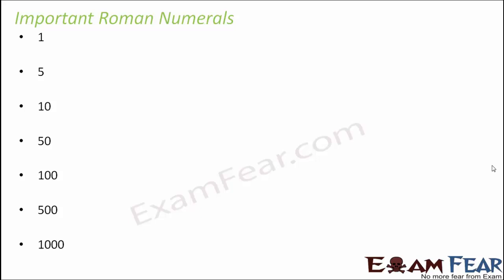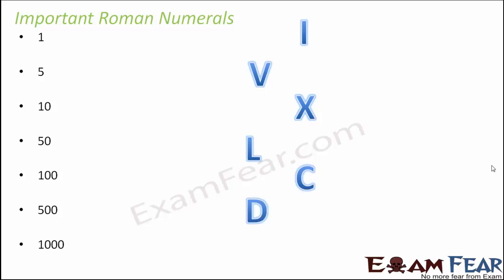Now, these important numerals are: 1, which is written like this with one capital I, that's 1. 5, which is written by a capital V. 10, which is a capital X. 50, which is written by a capital L. 100 is a capital C. 500 is a capital D. And 1000 is a capital M.